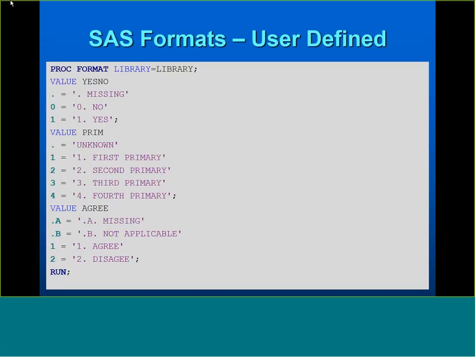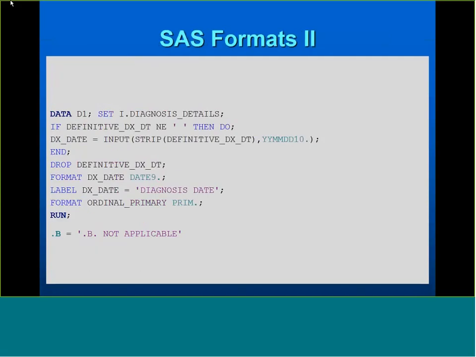So how would you go about applying this? This is the code that you need to actually create and store the formats in SAS. But then how would you actually go about applying it? Well, this is going back to that first time that we read in the diagnosis detail. So remember data D1, so we're creating data set D1. We're setting inside that data set I.diagnosis, so go out to libname I and pull in the diagnosis details data set.